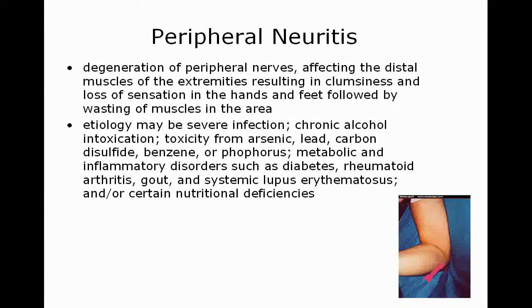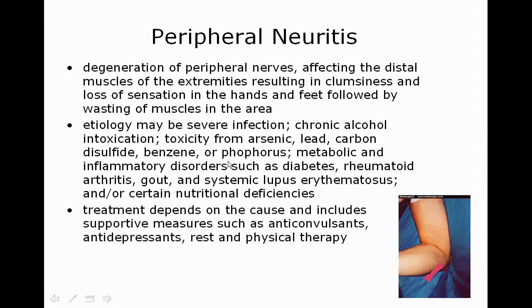Look at some of the etiologies. Chronic alcohol intoxication, toxicity from arsenic or poisonings, lead poisoning. Metabolic and inflammatory diseases like diabetes mellitus, rheumatoid arthritis, gout, and lupus. Nutritional deficiencies may also result in the peripheral neuritis. So the treatment for peripheral neuritis depends on the cause, focusing on that underlying cause. Supportive measures like antidepressants, physical therapy, anticonvulsants if convulsions are present.